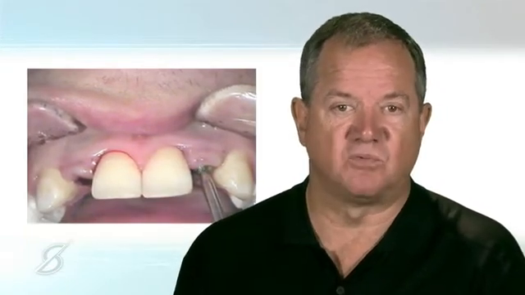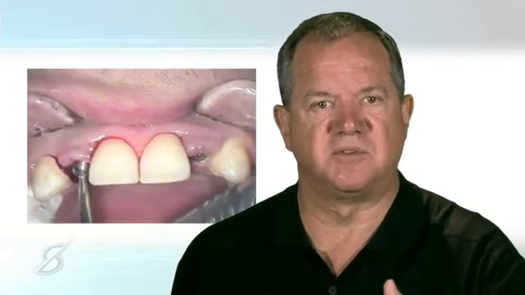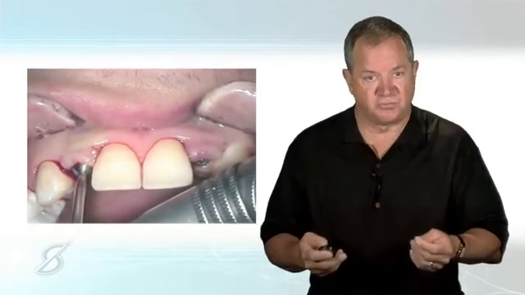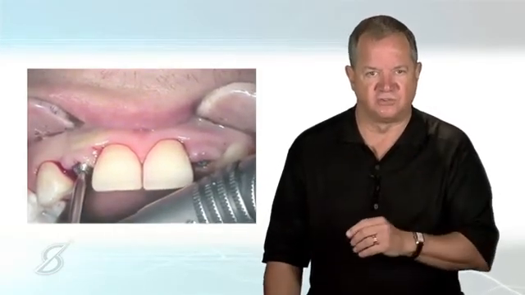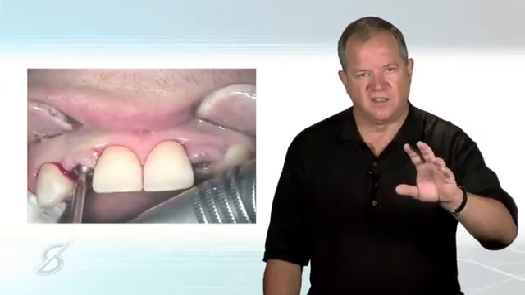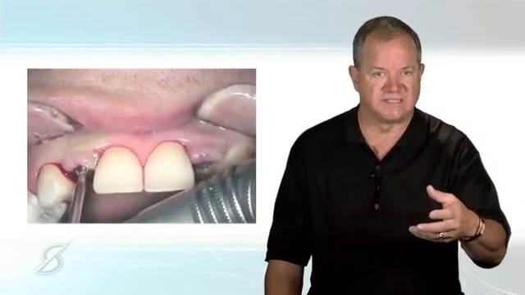And again, this is just one approach to doing it, but it's a nice approach because it gives you time to make a nice model, carve the model the way you want the tissue, and fabricate the temporary on that model. So that when you put the temporary in, it actually will give you the gingival contour that you're looking for. So that's basically the impressioning process on a case that's had soft tissue augmentation.